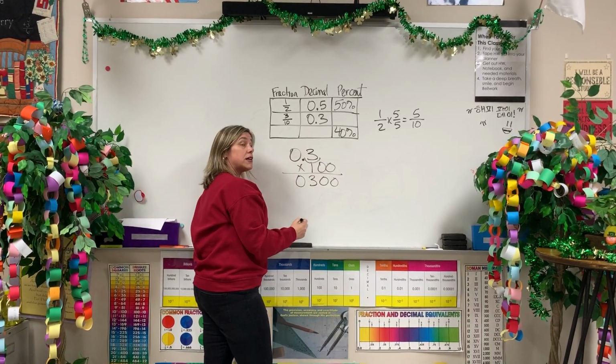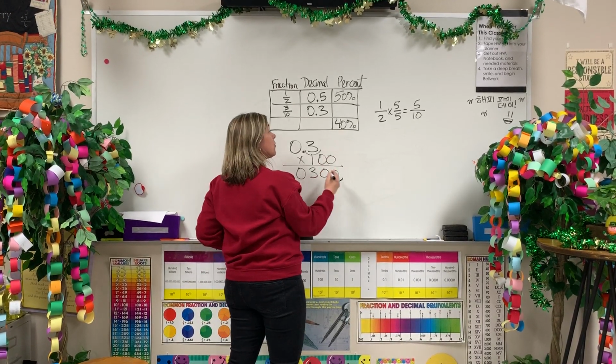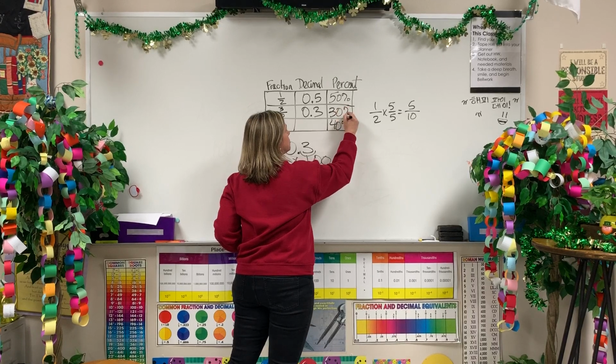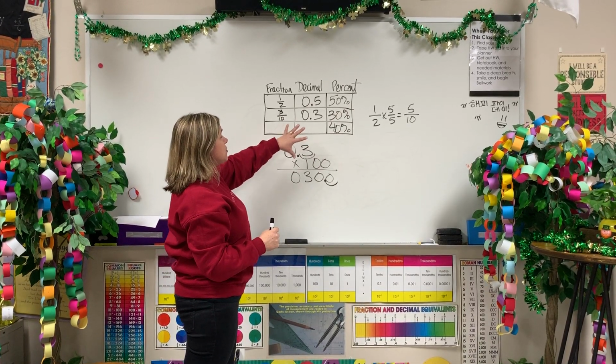There's 1 digit behind the decimal point, so come back over here, put 1 digit behind the decimal point, and it is 30%. So you've got 30%. So here we filled these in. Now we just need to go backwards.